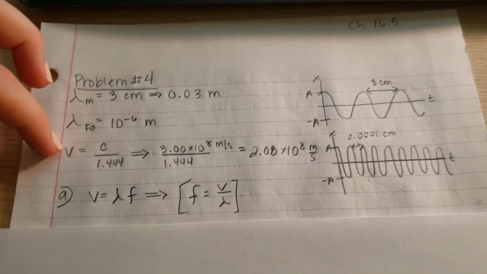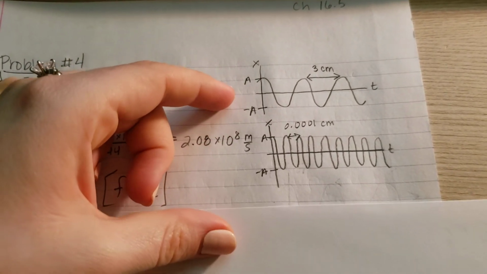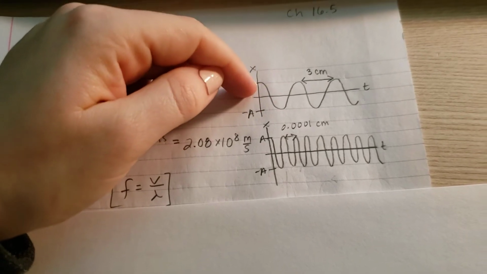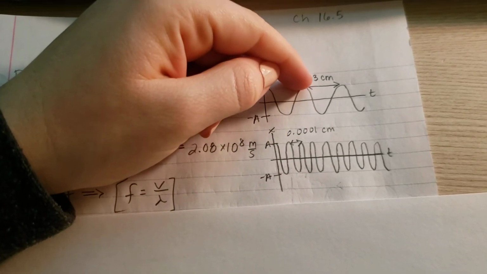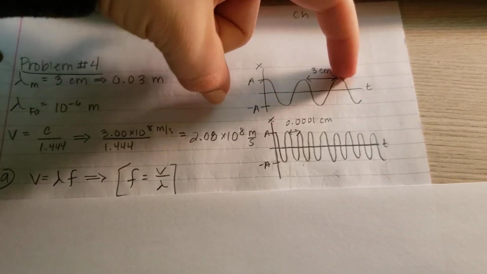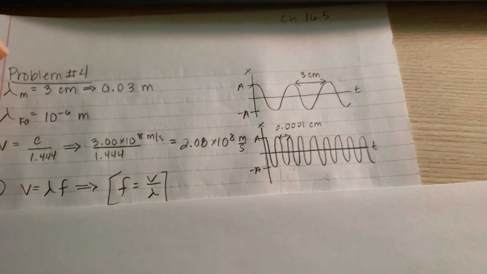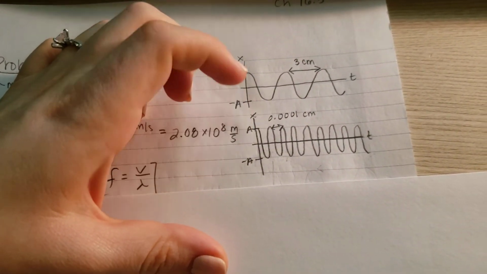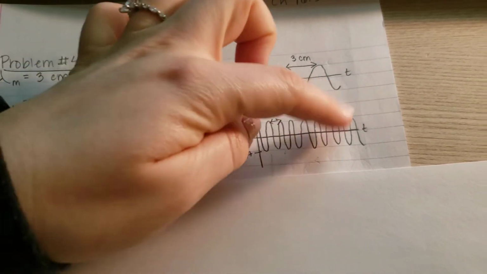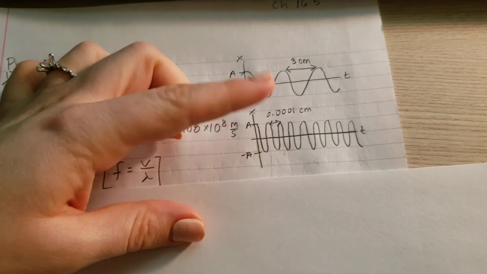And then just to visualize the difference in the size of the wavelengths, I've drawn the microwave here with the wavelength of 3 centimeters. You can tell they are much longer distances between wavelengths, or much longer waves. And then the fiber optics obviously has much smaller wavelengths. So it's traveling slower, but at a higher frequency.